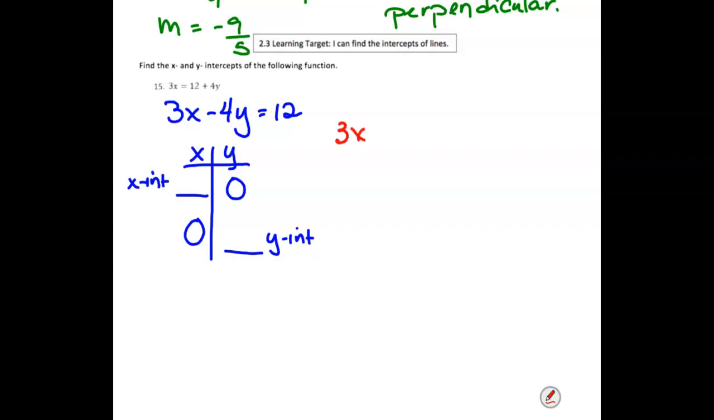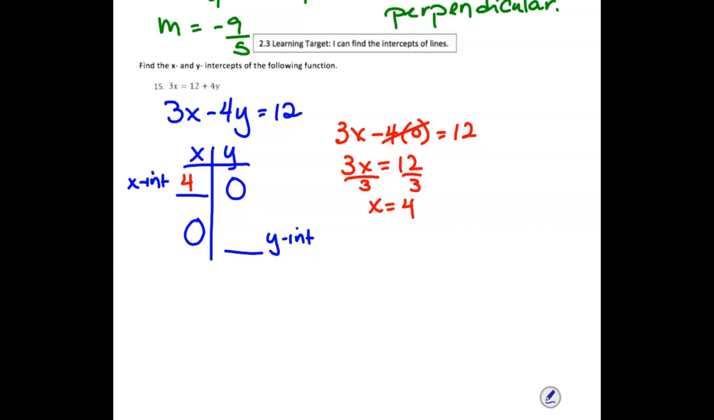We'd have 3 times x minus 4 times 0 equals 12. But 4 times 0 is 0, so that's basically gone from our equation. 3x equals 12. When we divide out the 3, we've got x being 4. So my x-intercept would be the point (4, 0).